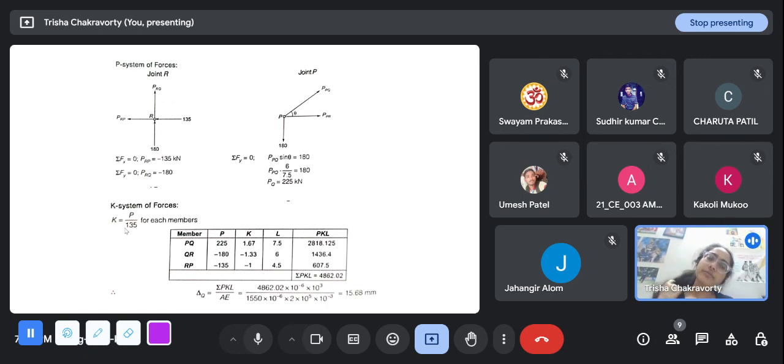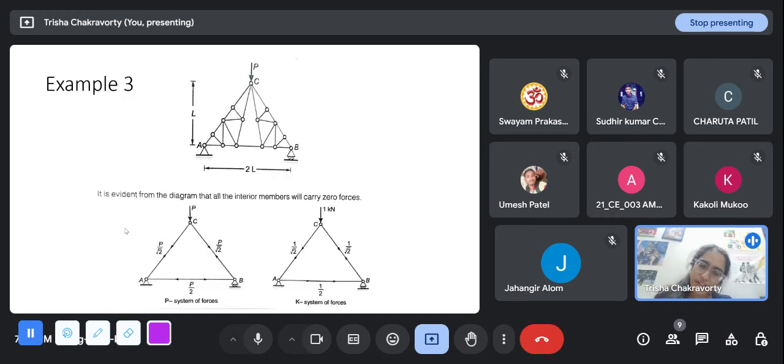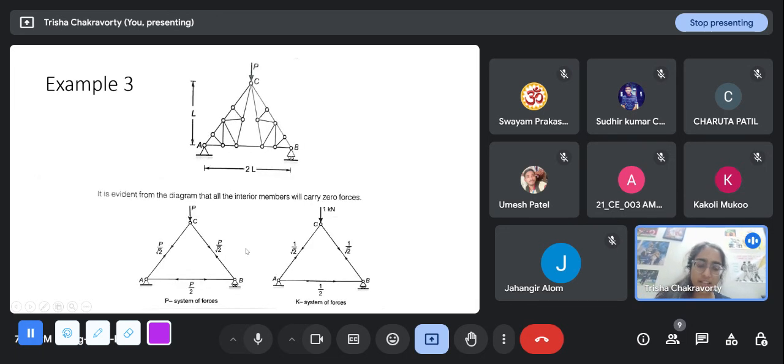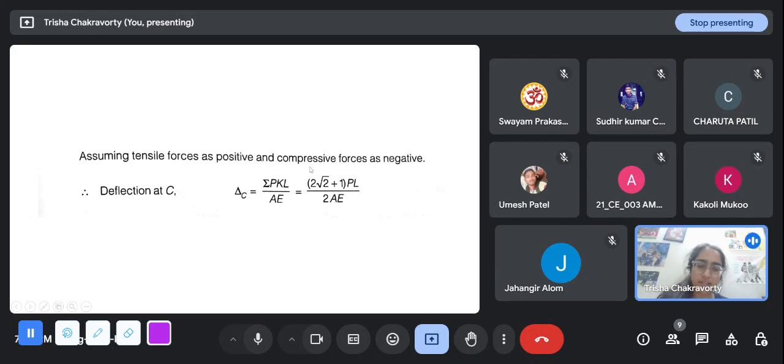But if your deflection is asked at the same point where the load is, in the same direction, and there are no other forces on the truss, then in the K system of forces you can just divide by the magnitude of that force. So assuming tensile forces are positive and compressive forces are negative, the deflection at C will be sigma PkL by AE, just like we did before.